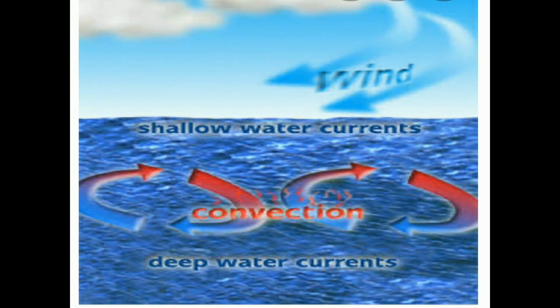In this picture, you can see the movement of the wind and how the deep water currents come to the shallow part and shallow water currents move towards the deeper parts. In the same way, they move depending upon the direction of the wind also.